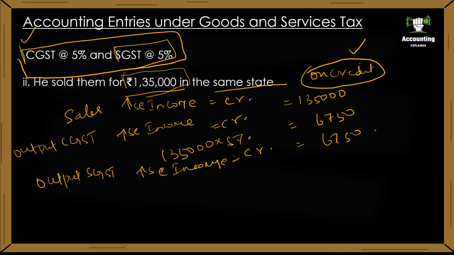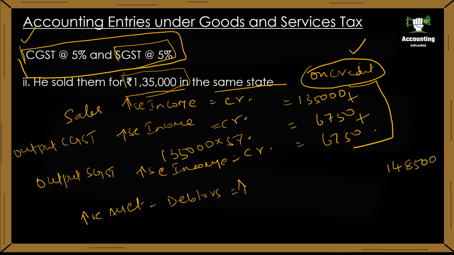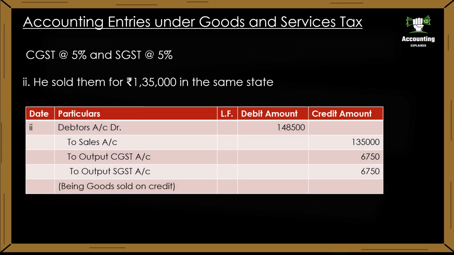Now we have sold it on credit, no? Since we have sold it on credit, it is going to increase what we own. What we own means it is going to increase our asset. So if someone has to pay you, what do you call them as? Yes, we call them as debtors. So debtors has to be increased. Debtors are liable to pay this amount, 1,35,000 plus 6,750 plus 6,750, which is 1,48,500. Journal entry for the second transaction is debtors account debit 1,48,500, to sales account 1,35,000, to output CGST account 6,750, to output SGST account 6,750. Being goods sold on credit is the narration.